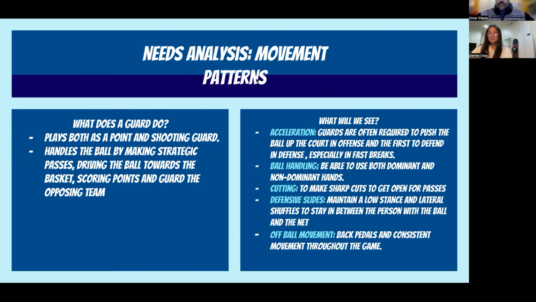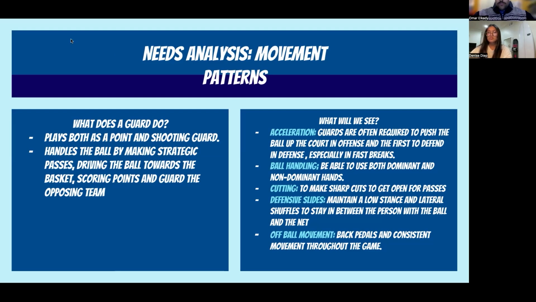All right, so for our needs analysis and movement patterns, our first question we had to ask ourselves was, what does a guard do on the basketball court? He plays both a point guard and the shooting guard, or the one and two guard. Those terms are interchangeable. Part of their responsibilities is handling the ball by making strategic passes, driving the ball toward the basket, scoring points, and guarding the opposing team.